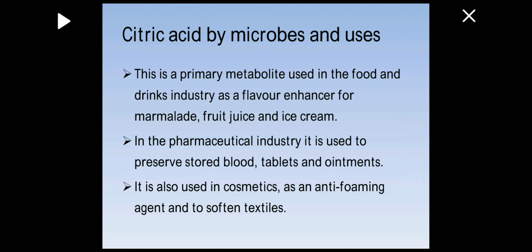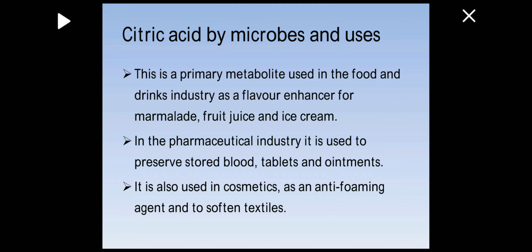Citric acid by microbes and uses. This is a primary metabolite used in the food and drinks industry as a flavor enhancer for marmalade, fruit juice, and ice cream. So I think that is pretty simple. You can understand what is being said. In the pharmaceutical industries, it is used to preserve stored blood, tablets, and ointments. So it is also used as a preservative in the medicinal industry to store tablets and ointments for a certain period of time. And it is also used in cosmetics as an anti-foaming agent and to soften textiles.